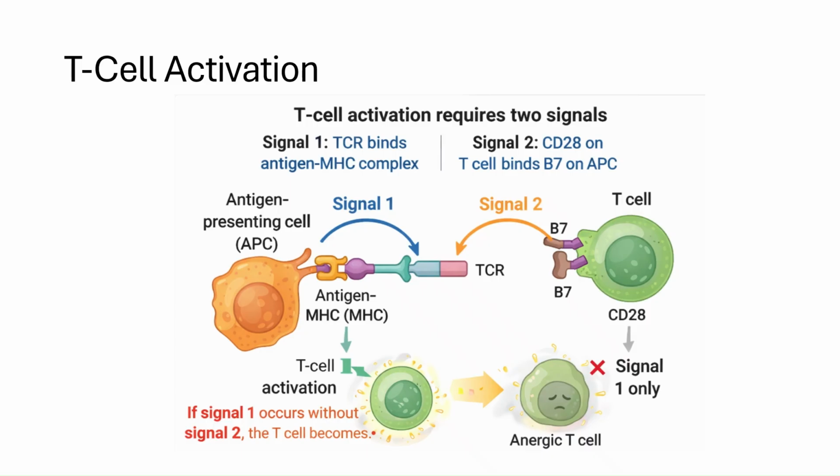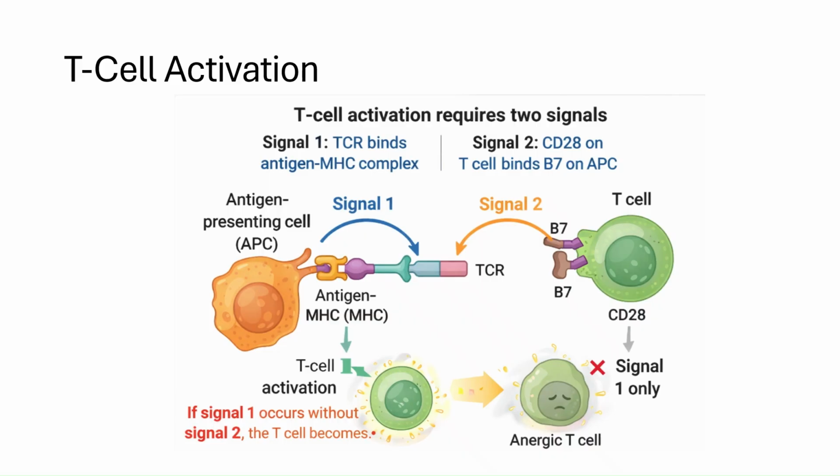This is one of the highest yield immunology concepts on any exam. So if the TCR binds your antigen-MHC molecule, which is your signal 1, but no CD28-B7 interaction occurs, which is your signal 2, the T cell becomes something called anergic. And anergy refers to functional inactivation, meaning that the T cell is alive, but it will not respond to the antigen again.